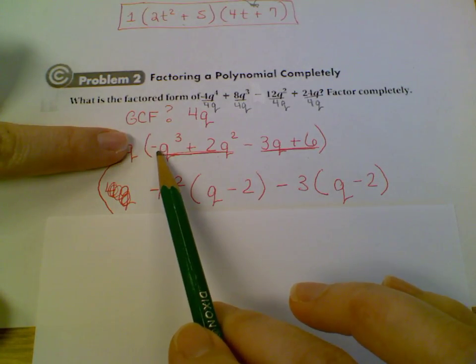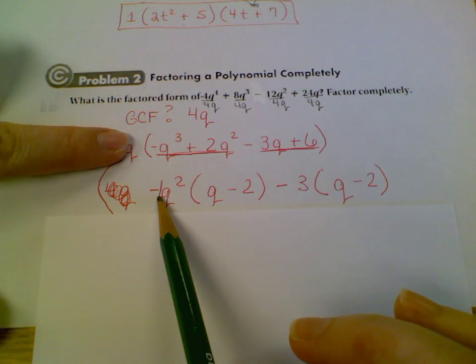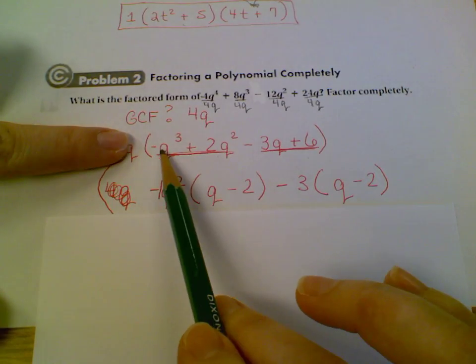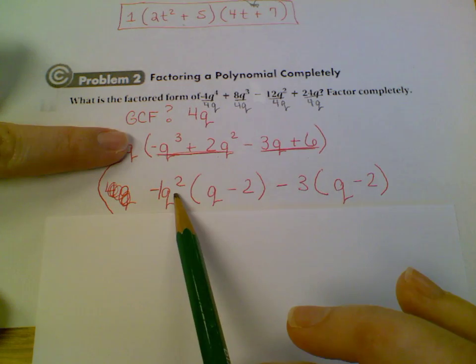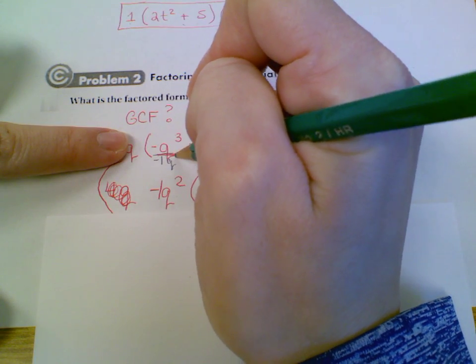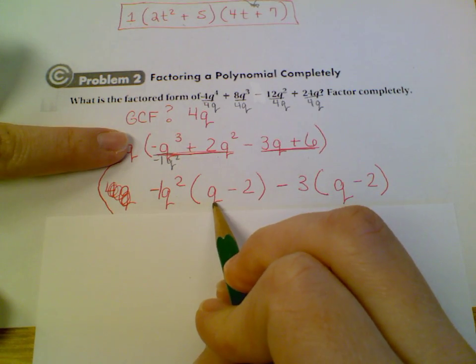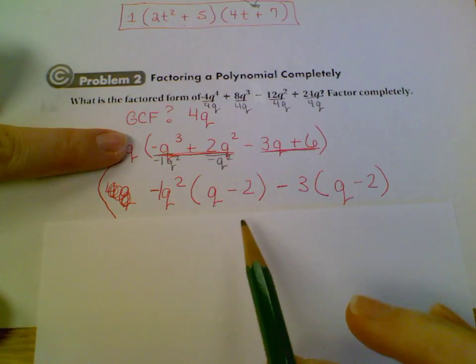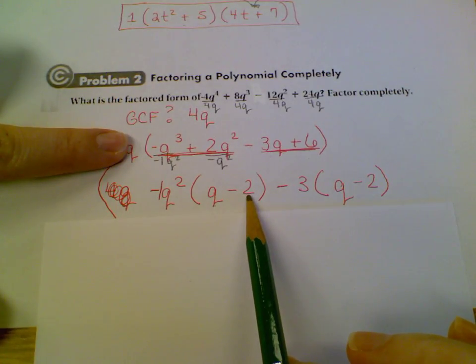So since this is negative, I'm going to pull that out as a negative 1, and I'm also going to pull out a q squared because they have two q's in common. So I'm going to divide this by negative q squared, so I just get positive q. And I'm going to divide this by negative q squared, so I end up just getting a negative 2.